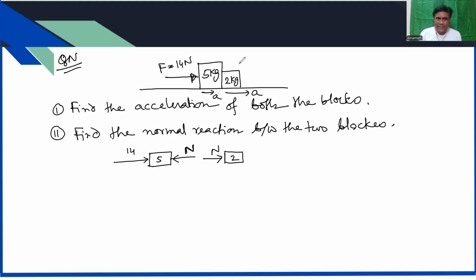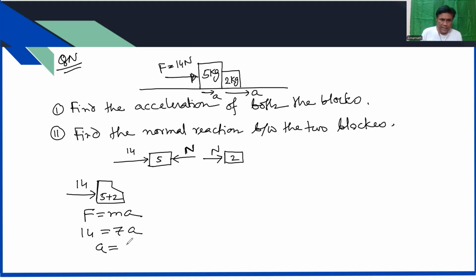Now you see, as they have the same acceleration, if I draw the two bodies together, it will be 5 plus 2, okay? And only the external force will be 14 Newton. But I know that F equal to ma. F is 14, mass is 7, acceleration is a. So from that I get acceleration is 14 by 7, which is 2 meter per second square. So acceleration is found. Now the first part is over.